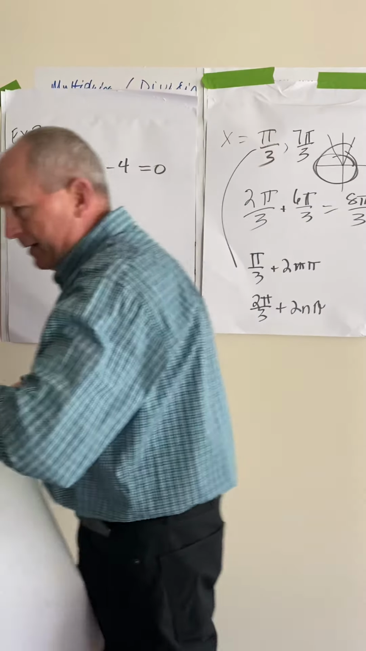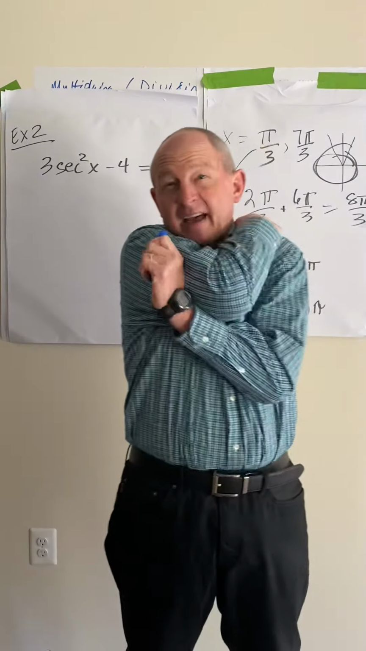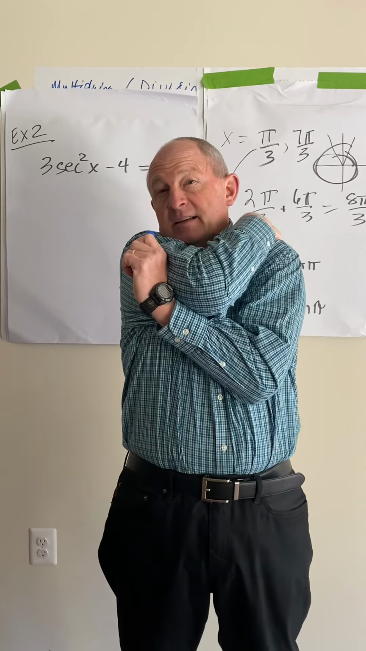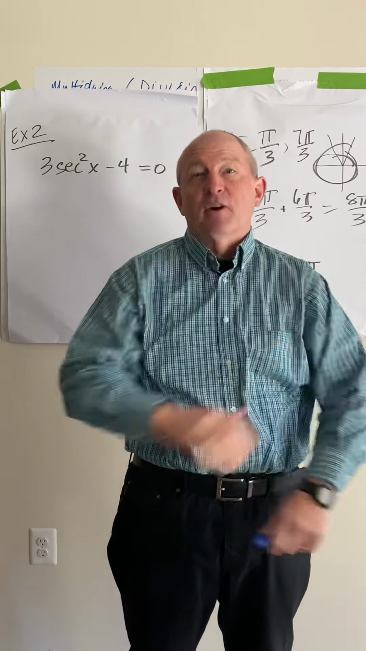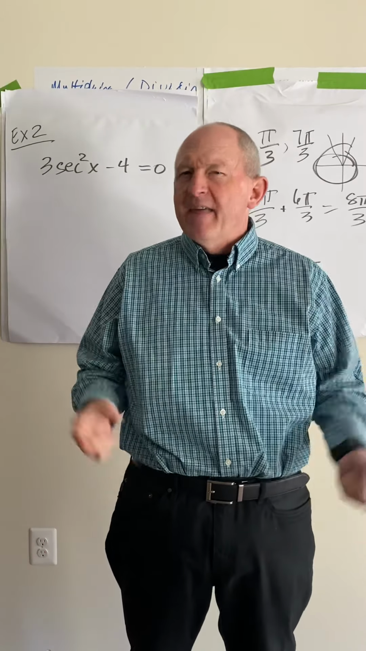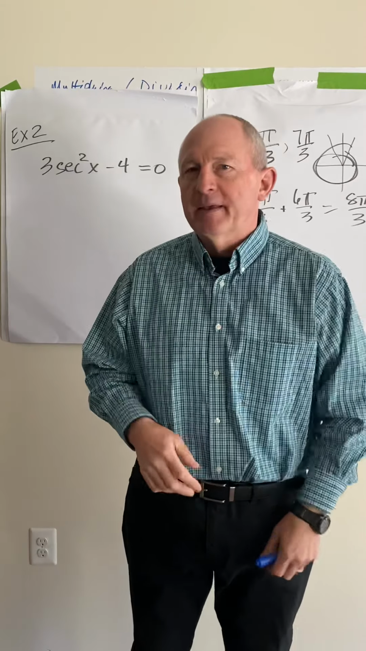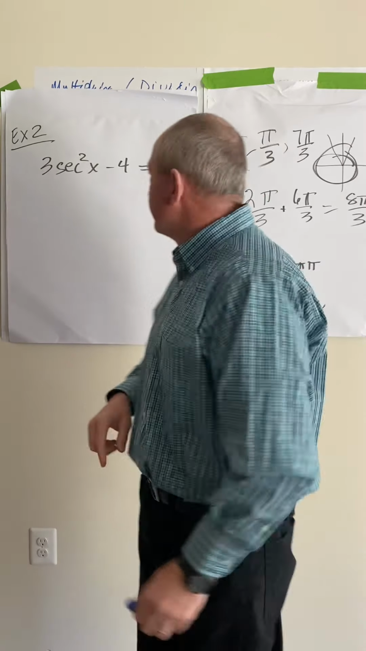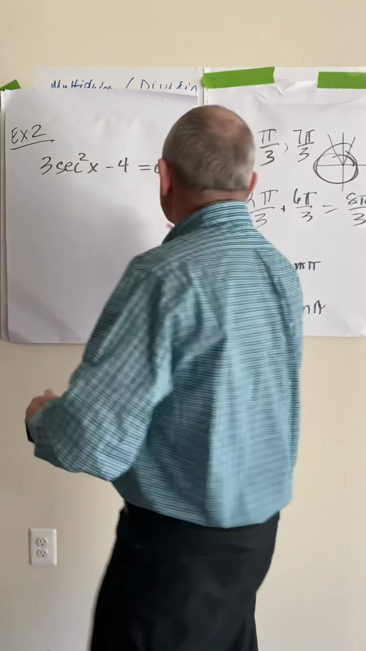All right, second example. This time we've got a nasty secant in there instead of just a happy cosine. We'll probably get the secant squared by itself first, and then we're probably going to change it to cosine. Flip it, because it's a little bit easier. So here we go. I'm going to use red this time. I like red. We're going to add 4 to both sides.